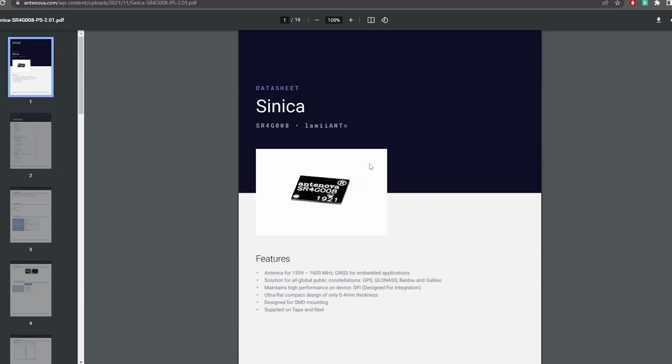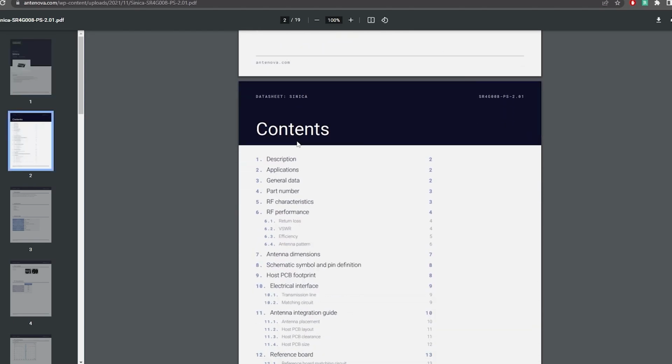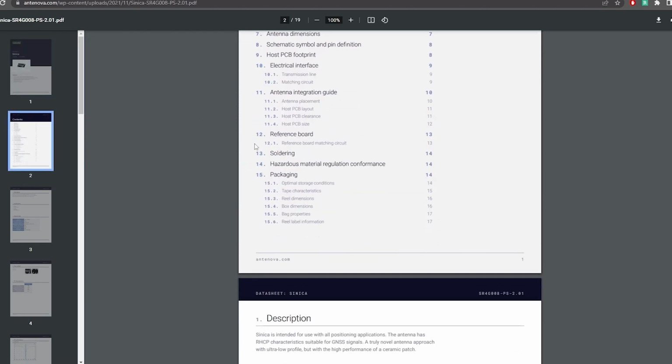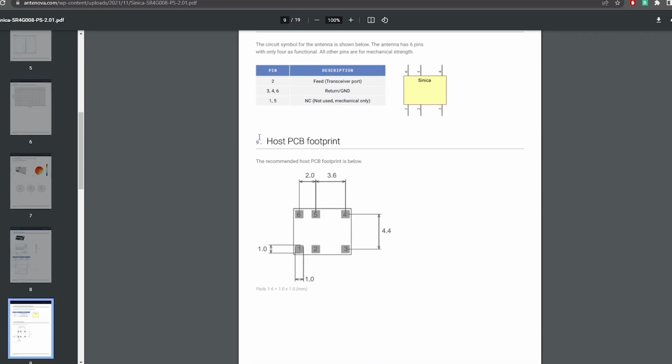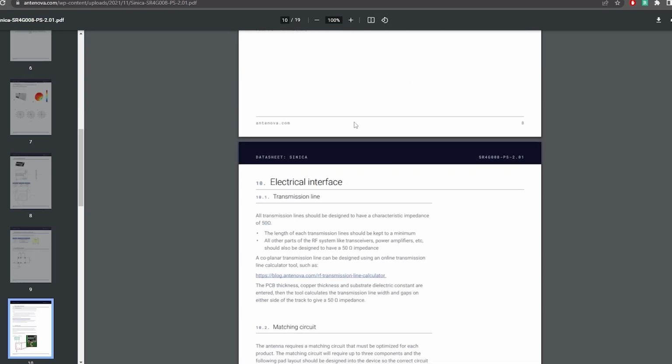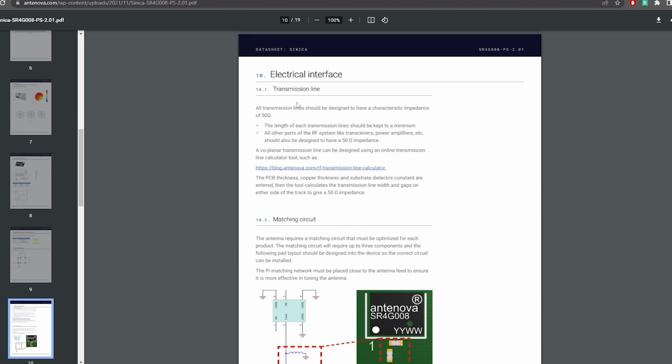So here we have an antenna in front of me, the SR4G008 by Antenova. I don't know if I pronounce that right. What we're going to do is look at all these things, and I highly recommend you read the datasheet if you know what you're looking for. But let's say we just want something to hit up. So we go down to its schematic symbol. We know that. Transmission lines.